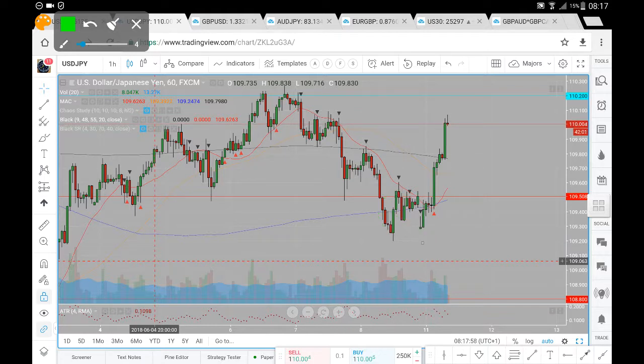gap down in the market and seeing that very strong bullish buy side momentum return to the market here on the US dollar against Japanese yen. So from this bullishness that we have seen, we've seen a break of the 109.50. We're currently trading around that 110 level.